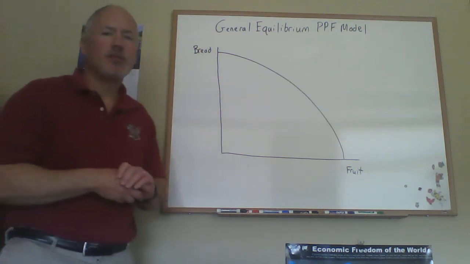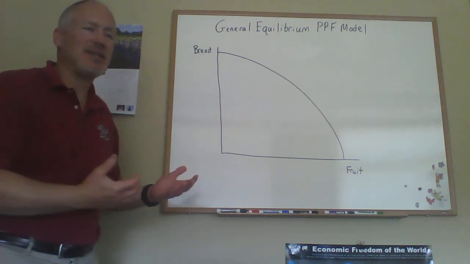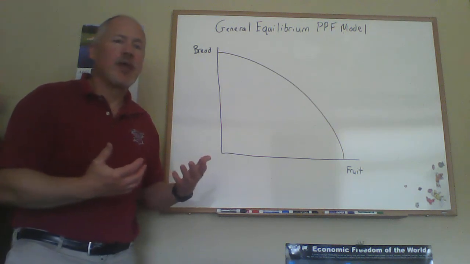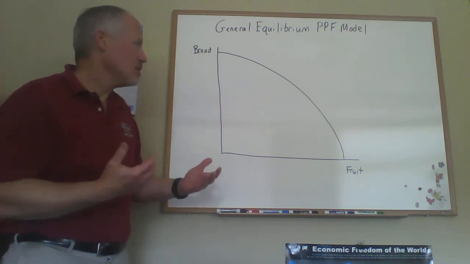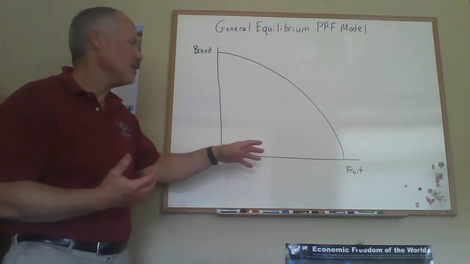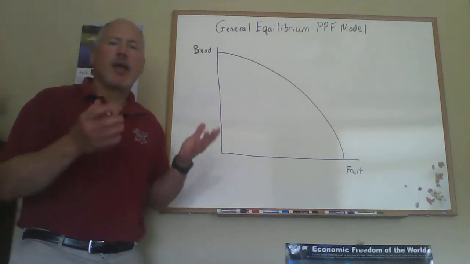Now this is a production possibilities frontier. It's probably the very first graph you see in economics. We cover this before we go into supply and demand. The production possibilities frontier represents an economy, and in this case I'll just consider the goods to be bread and fruit.